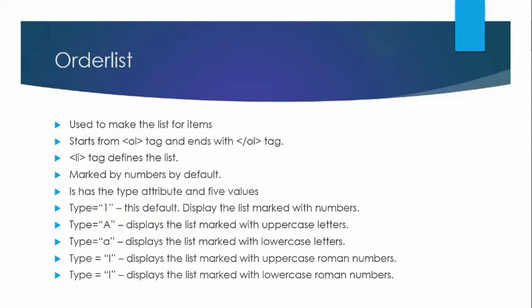The LI tag defines each list item. The OL tag is marked by numbers by default. It has the type attribute, and the type attribute has 5 values. Type equal to 1 is a number, the default one. Type equal to A is uppercase letters, small a is lowercase letters, and capital I is uppercase Roman numbers. Type small i displays the list marked with lowercase Roman numbers.